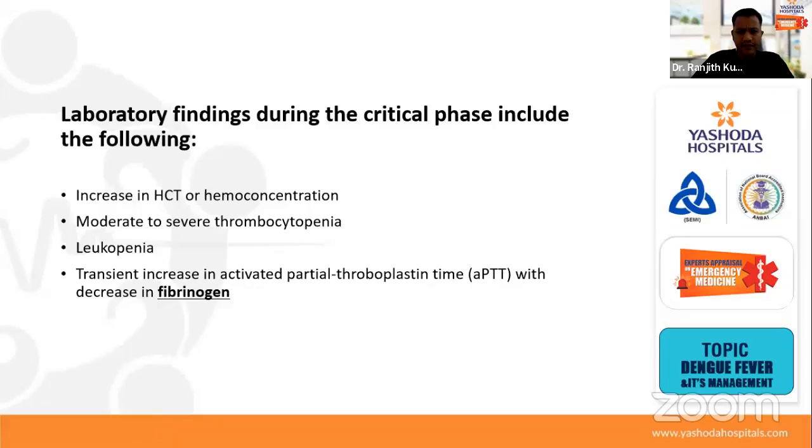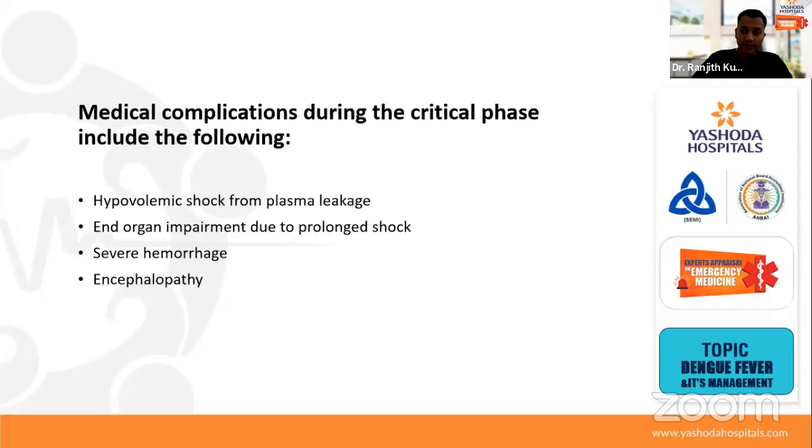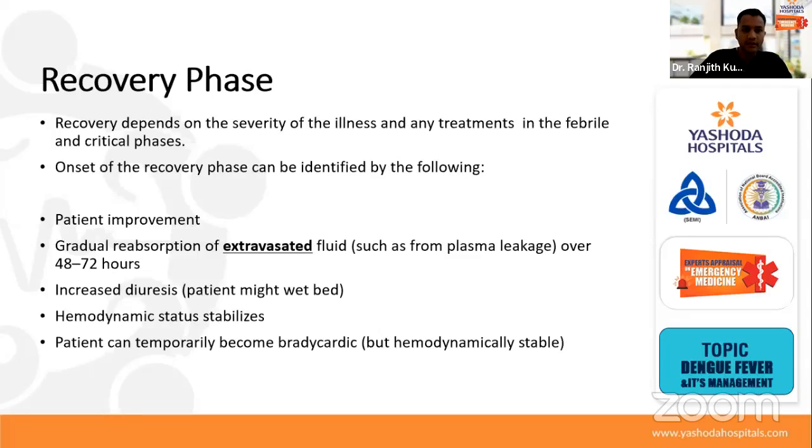The laboratory findings during the critical phase are an increase in hematocrit or hemoconcentration, severe thrombocytopenia, leukopenia, and a decrease in the fibrinogen. Complications that you notice during the critical phase are hypovolemic shock due to plasma leak, end organ impairment, hemorrhage, and encephalopathy.